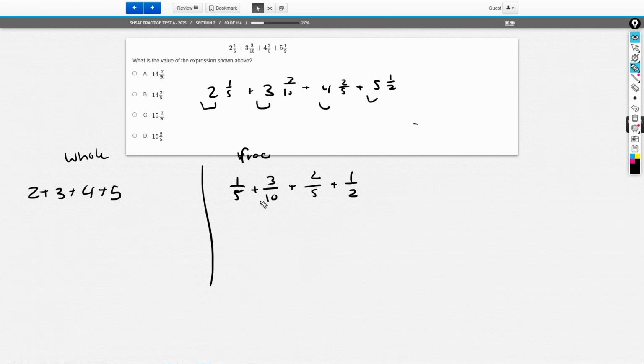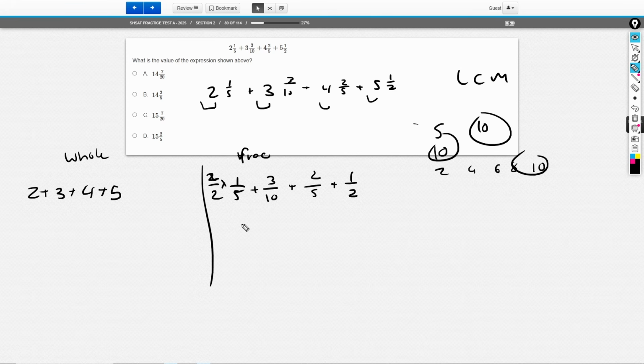In order to add these, they all have to have the same denominator. In this case, the lowest common multiple of 5, 10, and 2 is 10, right? These all go into 10. That's the first number that they all have in common. Okay, that's what the lowest common multiple is. So here, in order to turn 1/5 into something that has a denominator of 10, multiply by 2 over 2 to get 2 over 10. Here we don't multiply by anything because it's already over 10. Here we do the same thing, multiply by 2 over 2 to get 4 over 10. And here multiply by 5 over 5 to get 5 over 10.